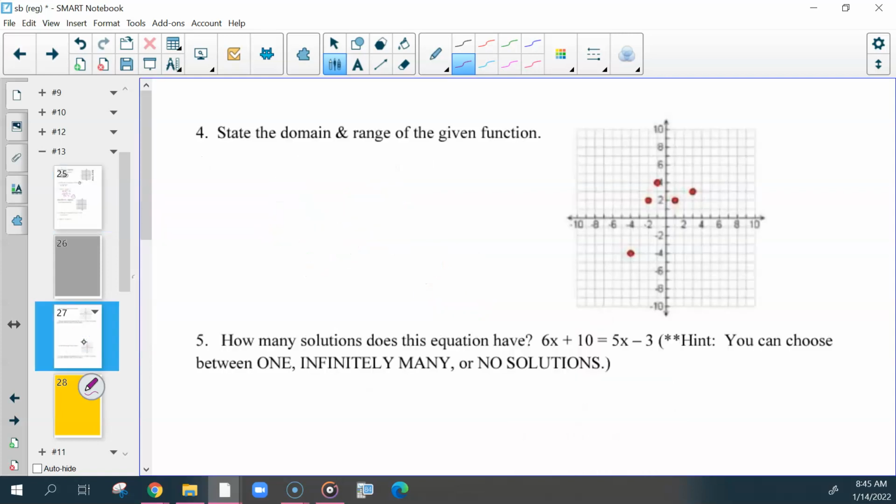Moving on to the back, we need the domain and the range of this. Remember, we need numbers that are least to greatest. For our domain, what was that? You guys can say them out loud. -4. 3 was the next one. -3. Is there one at -3? -3 would be the next one.